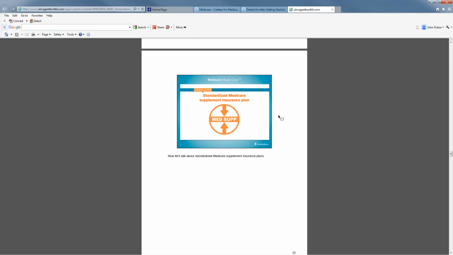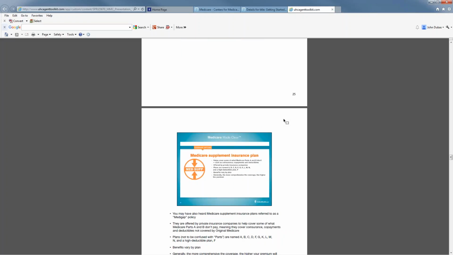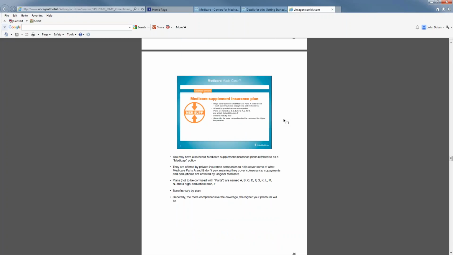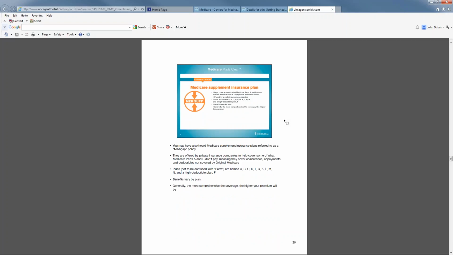We talked about the plans A, B, or the programs A, B, C, and D under Medicare. We need to talk about the standardized Medicare supplement insurance programs that help with some of the costs that Medicare doesn't cover. These are sometimes referred to as a Medigap policy. And once again, these are offered by private insurance companies to cover some of what Parts A and B doesn't cover, meaning they'll cover coinsurance, copayments, and deductibles not covered by original Medicare. And these plans, not to be confused with Parts A, B, C, and D, are named A, B, C, D, F, G, K, L, M, and N, and a high deductible plan F.